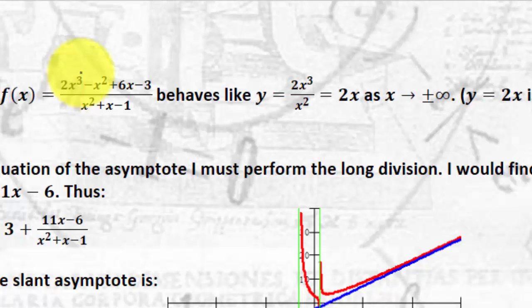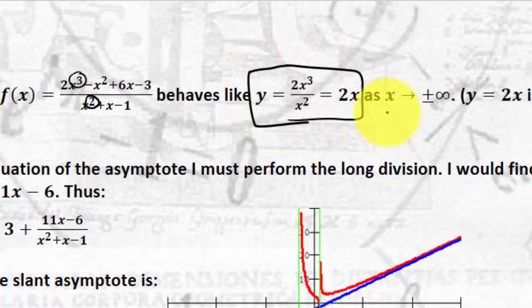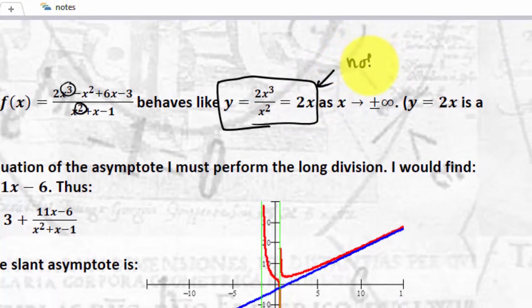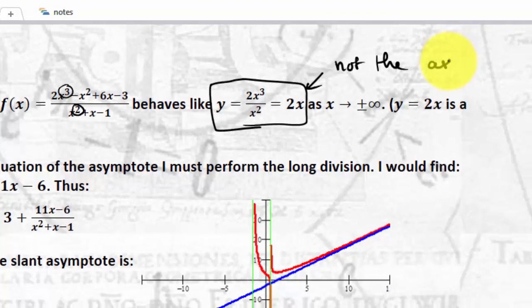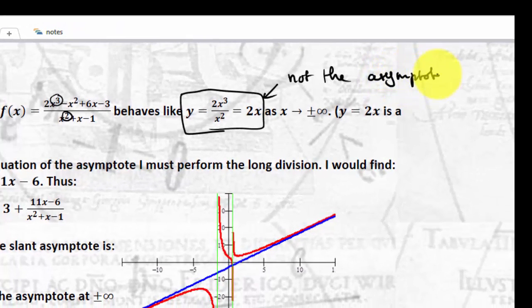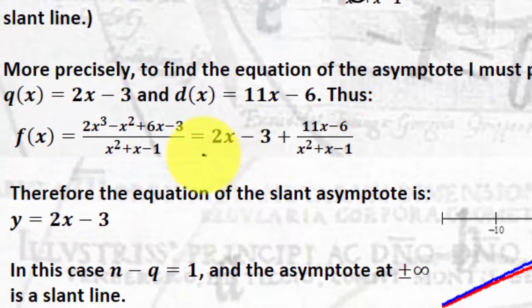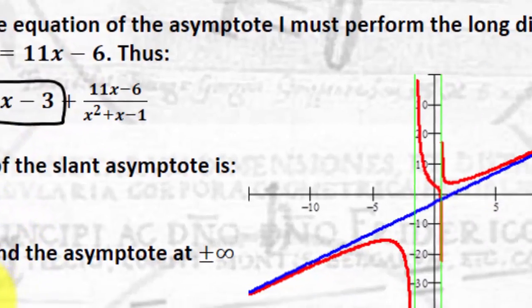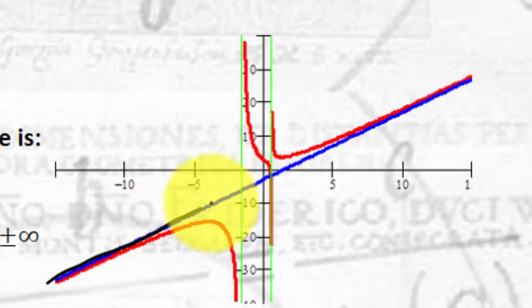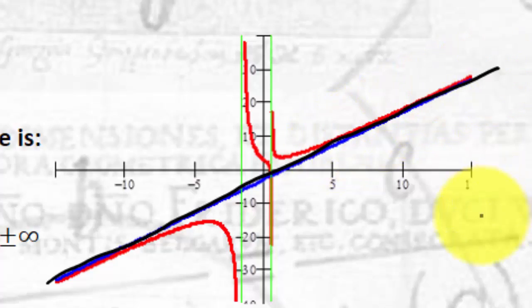Finally, the last case. So here is a top heavy function. The difference of degree is 1, right? If I do 2x cubed over x squared, I'll find 2x, right? So the function is going to behave like 2x, but be careful. This is not the asymptote. It's not the asymptote. If you want to find the asymptote, you need to do long division. It's going to behave like 2x, but it's not the equation of the asymptote. Okay, so if you do the long division, you're going to find 2x minus 3 for the quotient, and look at the line 2x minus 3. It is the equation of the asymptotes.